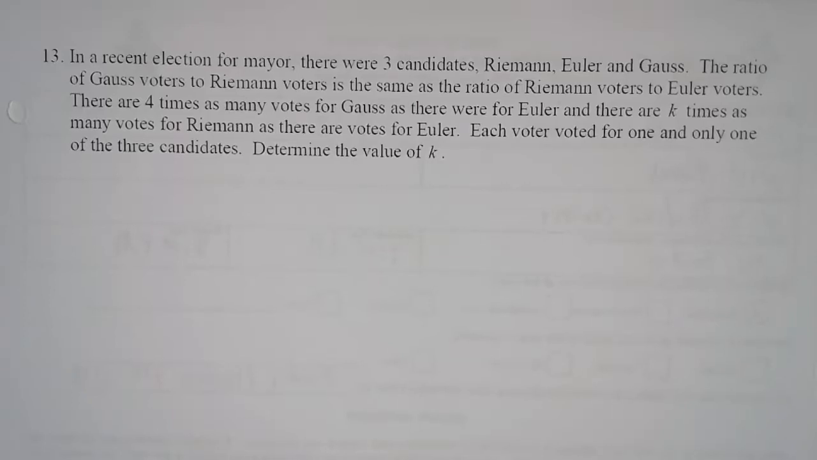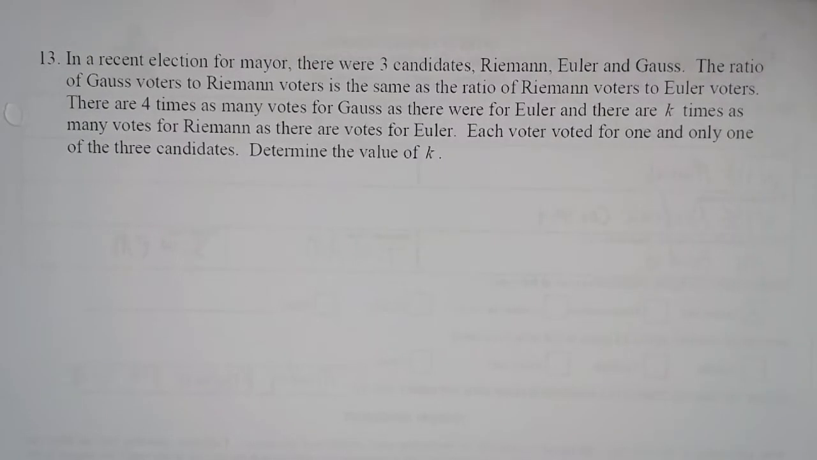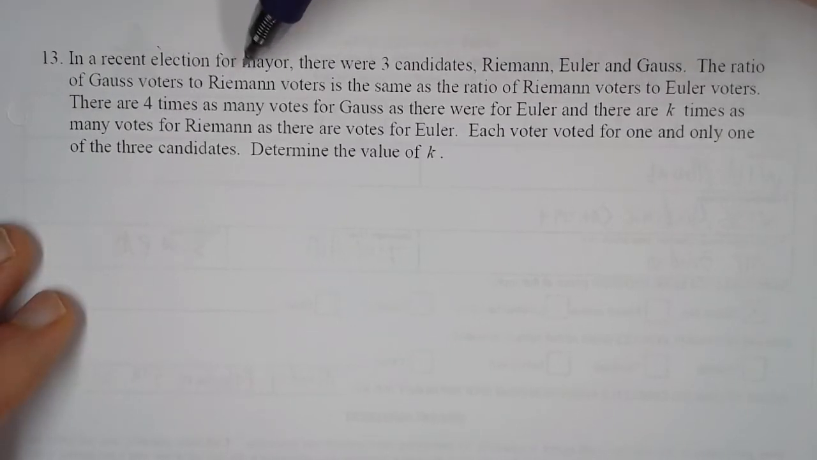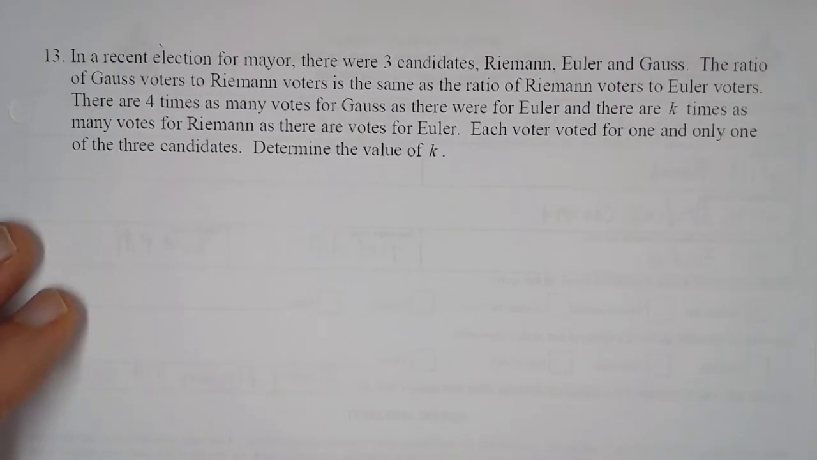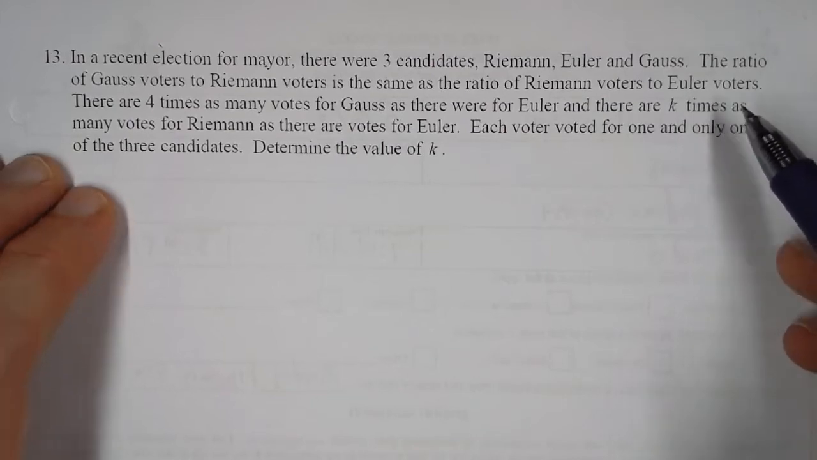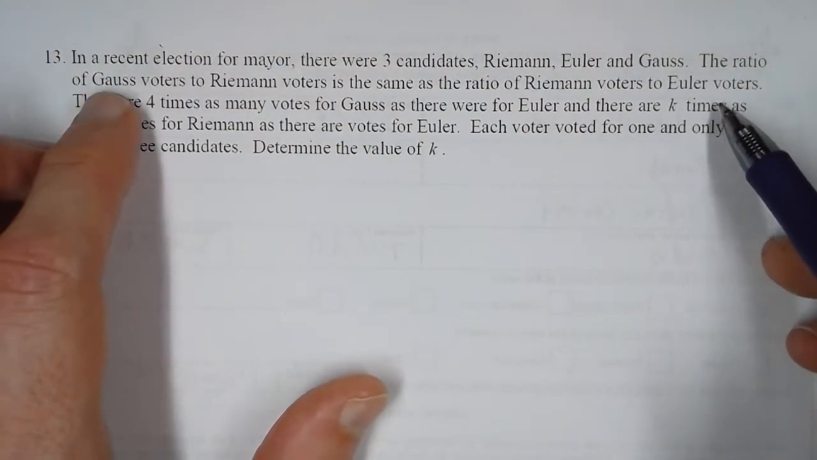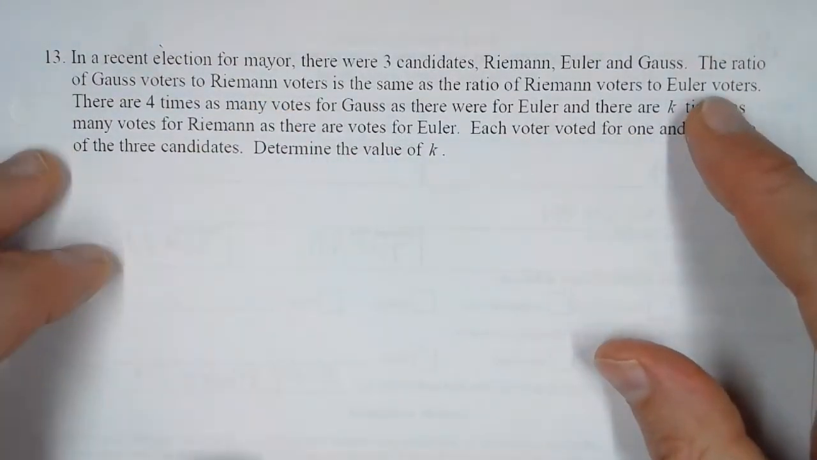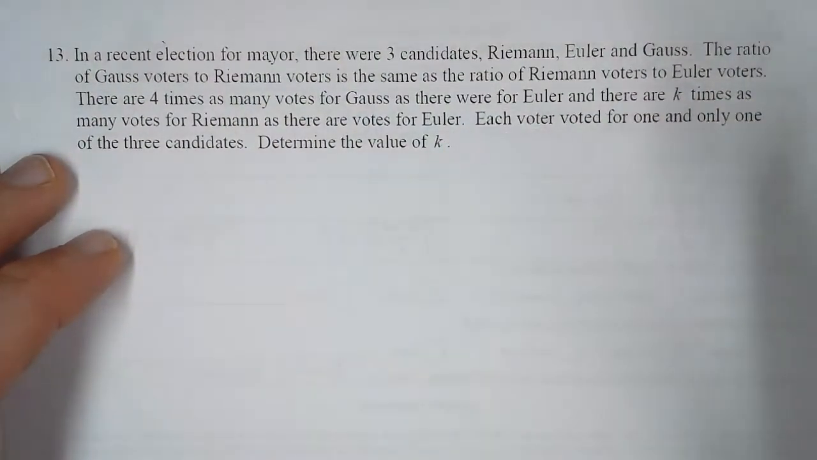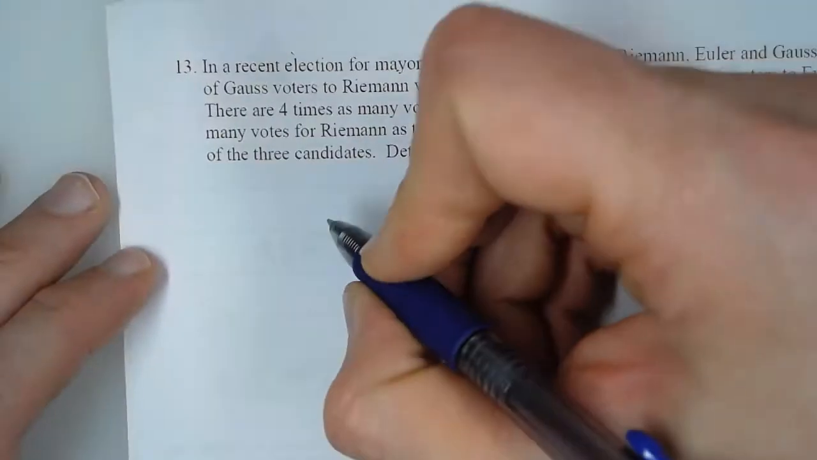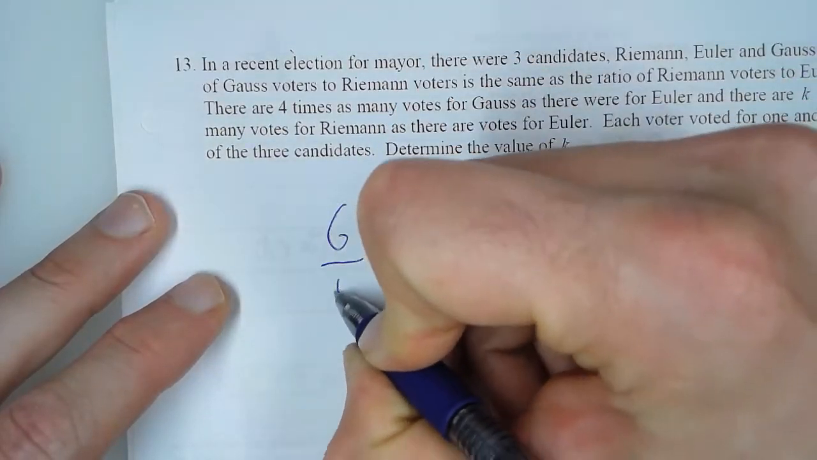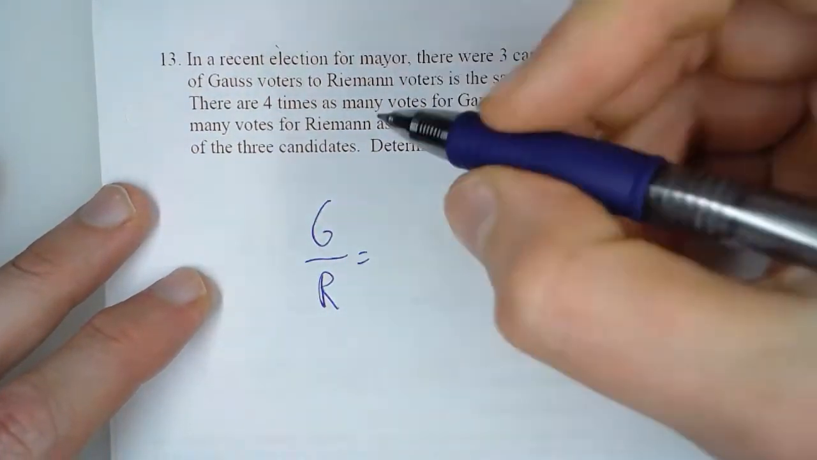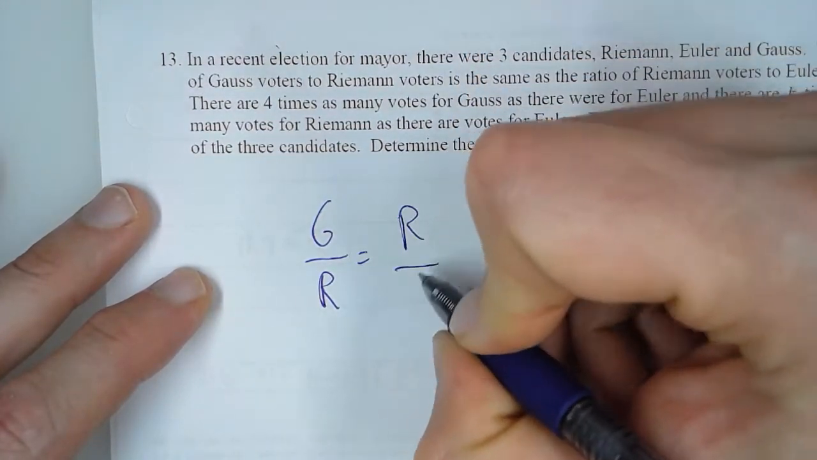In this problem, it tells us that in a recent election for mayor, there were three candidates, Riemann, Euler, and Gauss. The ratio of Gauss voters to Riemann voters is the same as the ratio of Riemann voters to Euler voters. So I'm going to call the number of Gauss voters G, the number of Riemann voters R, and the number of Euler voters E.